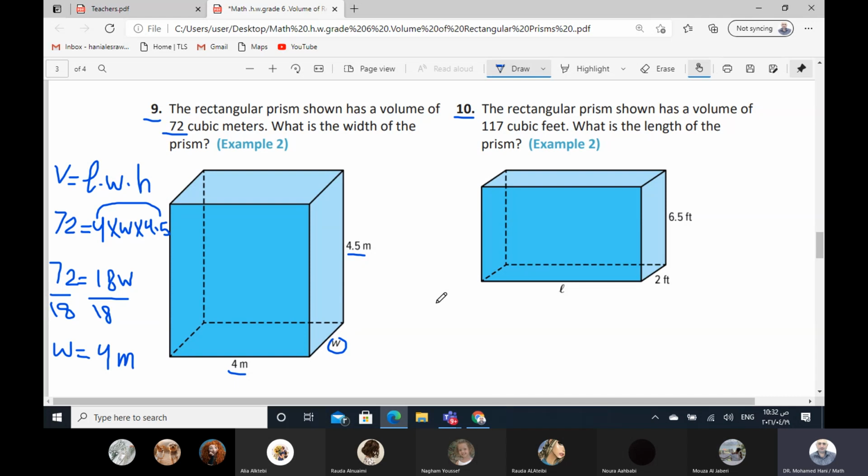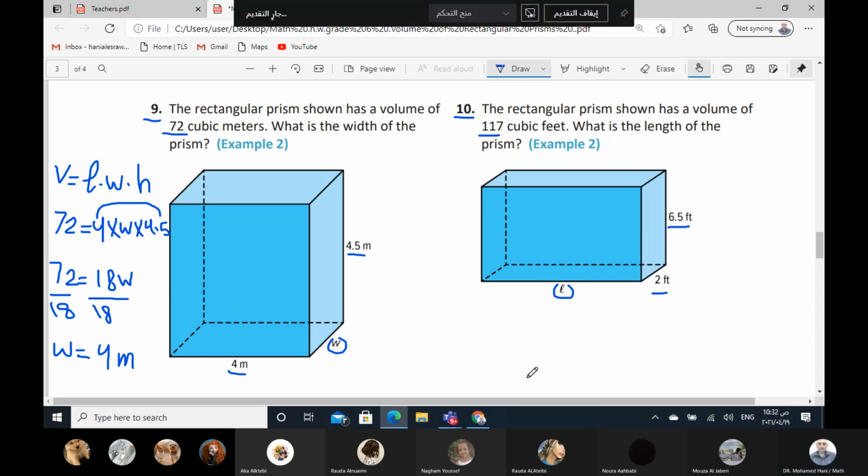The rectangular prism shown has a volume of 117 cubic feet. What is the length of the prism? Thank you, Nagam. As you see here, we have the volume, the length missing value, we have the width, and we have the height.